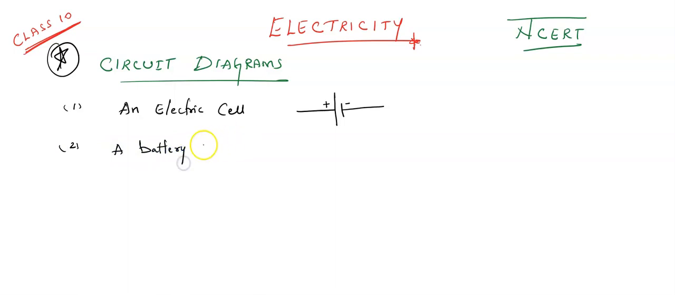Similarly, next circuit diagram we are going to draw is a battery. So what exactly is the meaning of battery? Battery is nothing but if you take more than one cell and connect them together, okay, आप एक से ज़्यादा cells को एक साथ connect कर रहे हैं तो उसको हम बोलते हैं battery.